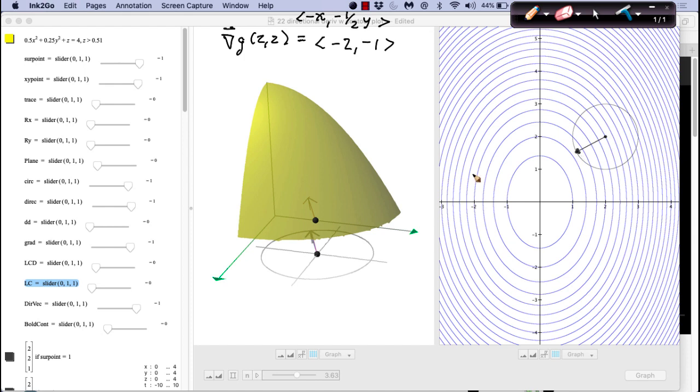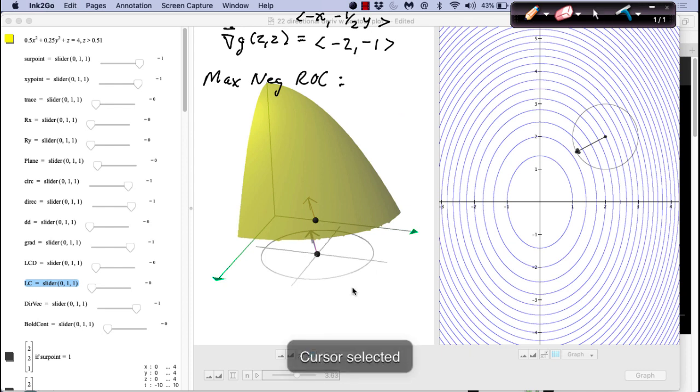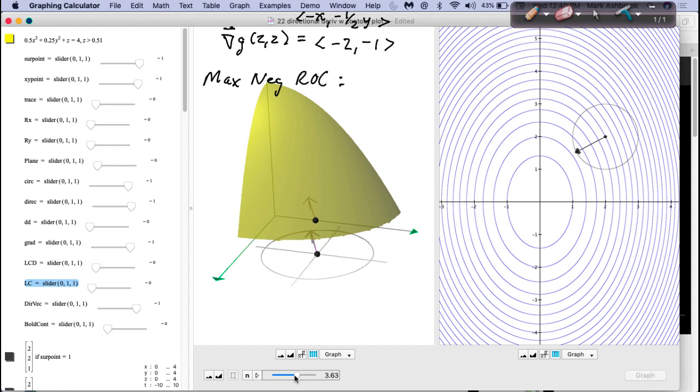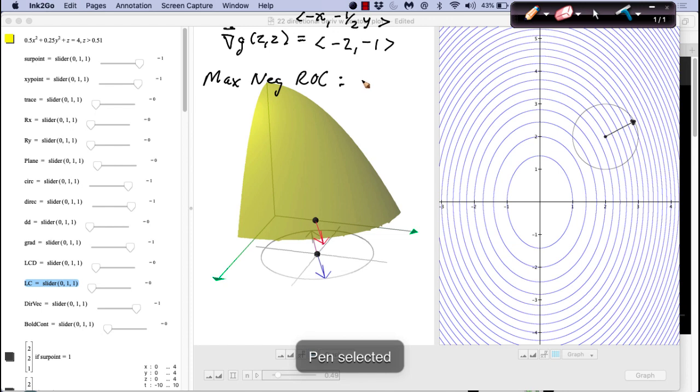What about maximum negative rate of change, or the steepest downward? So what is the max negative rate of change, first of all? So that'd be what? Right there, right? Wouldn't this be the direction of max negative rate of change? And what would the rate of change be? No, the rate of change.